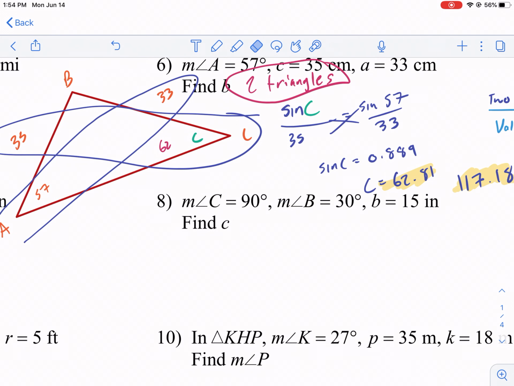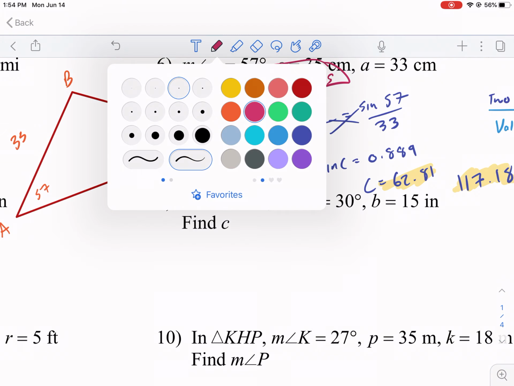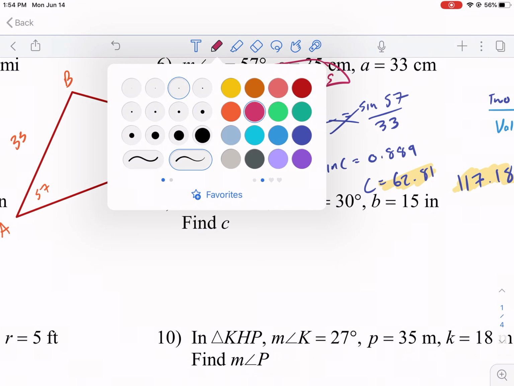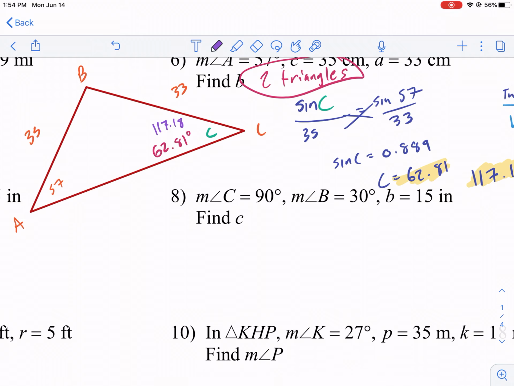Okay, so now I know it's not just 62. I'm going to erase this, clean this up. It could be 62.81 degrees, or it could be, let's use purple actually, 117.18. Now, this is where I use the angle sum theorem. So I'm going to say 117.18 plus 57, that's my other angle, and that gives me 174.18, and I subtract that from 180 to get my other angle, 5.82.